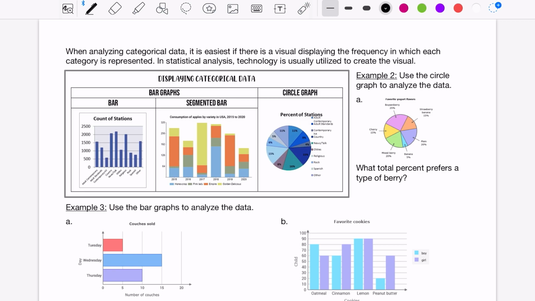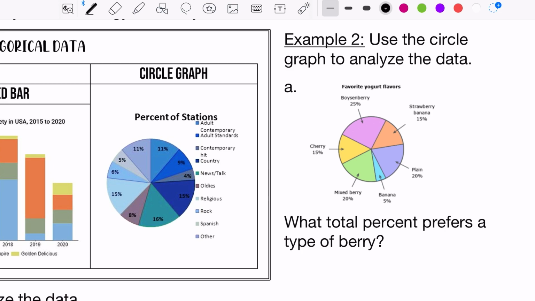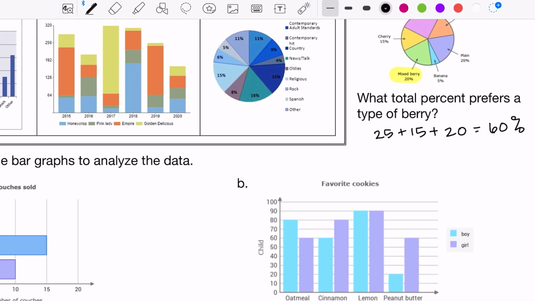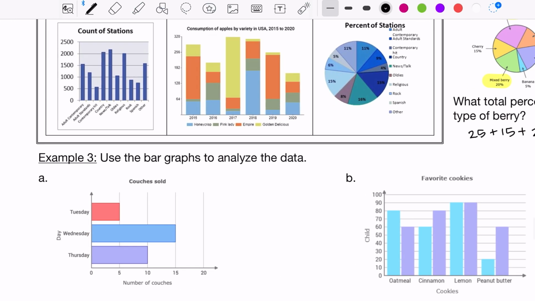So for this one, it says use the circle graph to analyze the data. What total percent prefers a type of berry? So if we just zoom in on this, they would like to know the favorite yogurt flavor. So all we're going to do is look at the ones with a type of berry: boysenberry, mixed berry, and strawberry banana, I guess, involves a berry. So we're just going to add those 3 up. That would be 25 plus 15 plus 20, which equals 60%. Pretty easy. I'm sure you guys can do this without this lesson, but it's nice to have a refresher.